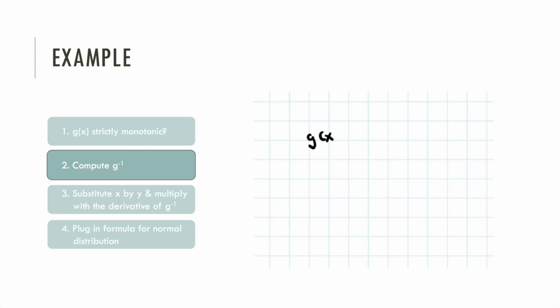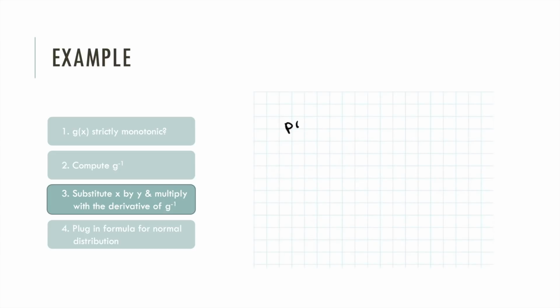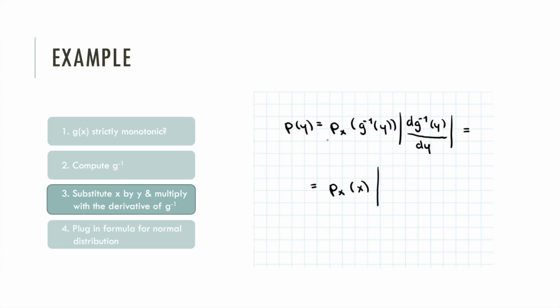In step 2, we compute the inverse function of g of x by taking the root of x. Hence, x is equal to the root of y. In step 3, we substitute x by y and multiply with the derivative of the inverse function of g of x. Here, we define p of y as p of x, and instead of x, we plug in the inverse function. We multiply with the derivative. This value needs to be positive. This is why we use the absolute value. Else the probability will be wrong.